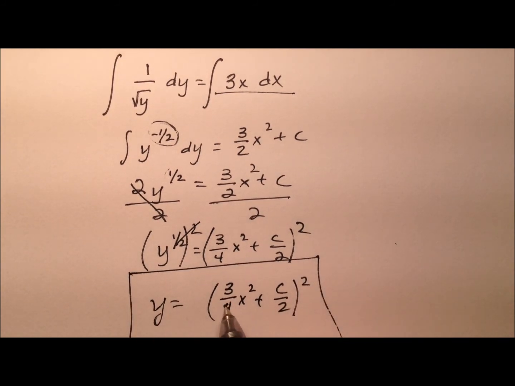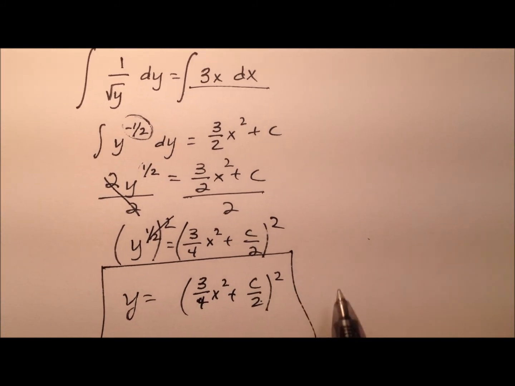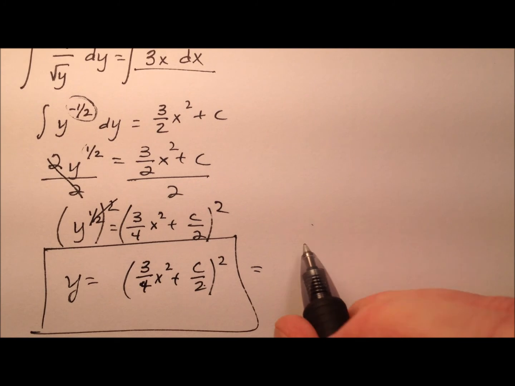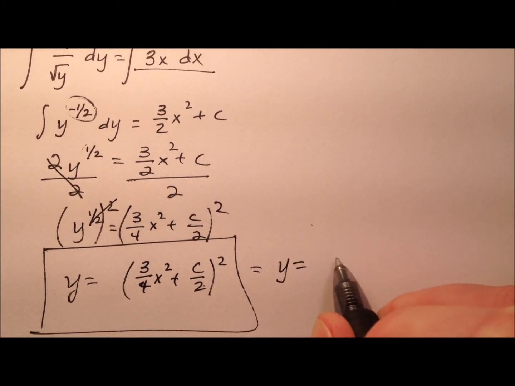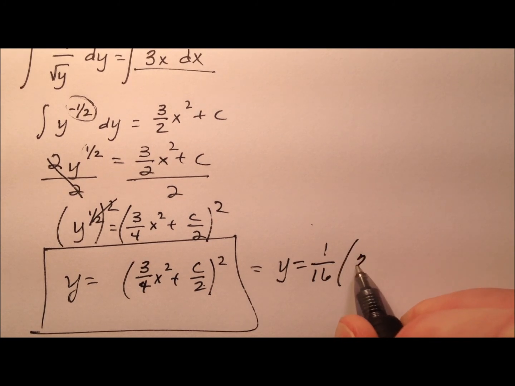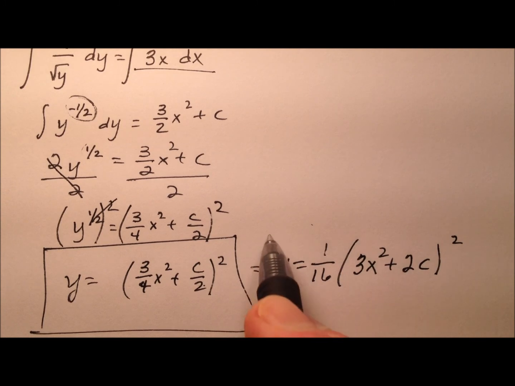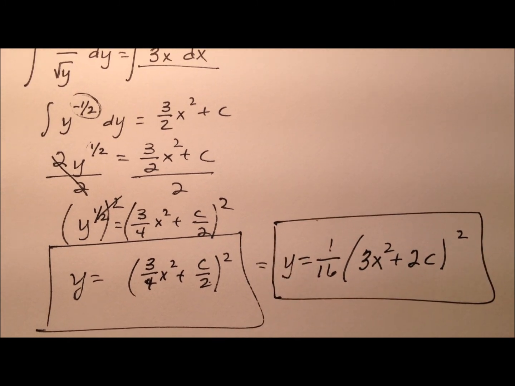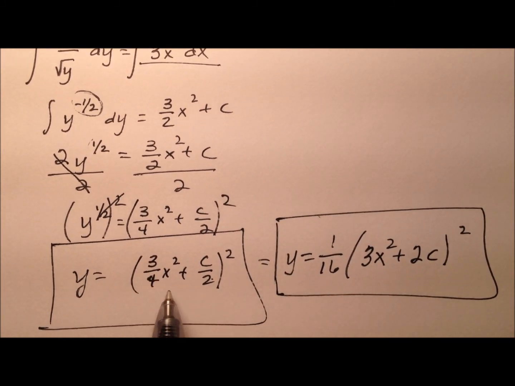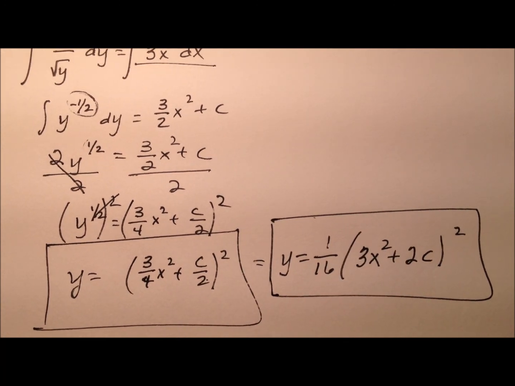You could also get rid of some of these fractions here. So you could factor out a 1/4, but of course you're factoring out a 1/4 squared. So another way to write this would be y equals, and then your 1/4 squared is 1/16. Your inside now is 3x squared plus 2c, quantity squared. So this would be another way to write that if you are trying to get rid of the fractions inside the parentheses. But again, these two expressions are equivalent.